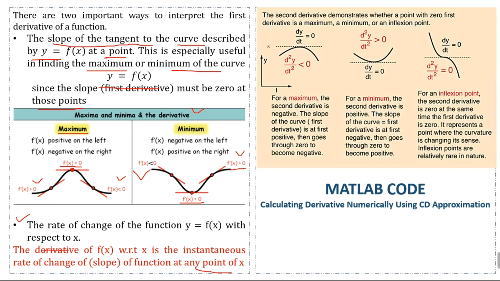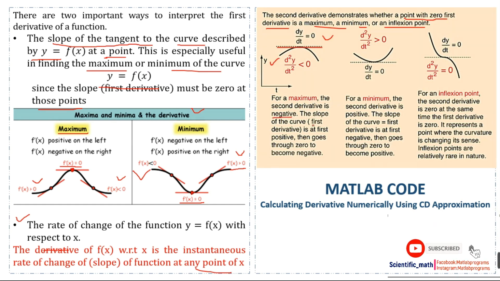Next we have the second derivative. What is the second derivative? The second derivative demonstrates whether a point with zero first derivative is a maximum, a minimum, or an inflection point. The second derivative tells us about the first derivative. Here the first derivative is equal to 0, and the second derivative is less than 0, negative, and this indicates a maximum. For a maximum the second derivative is negative.